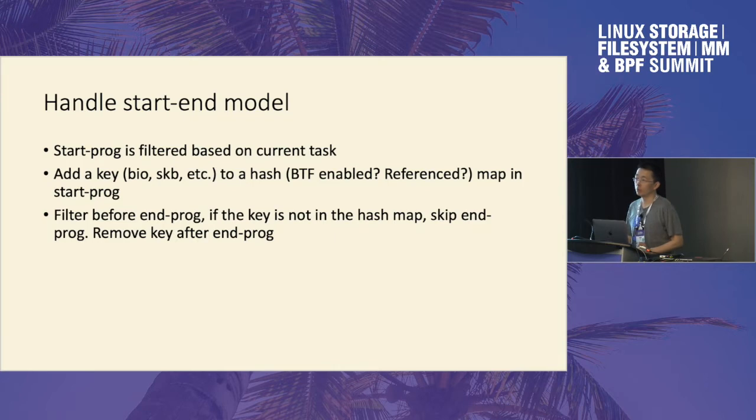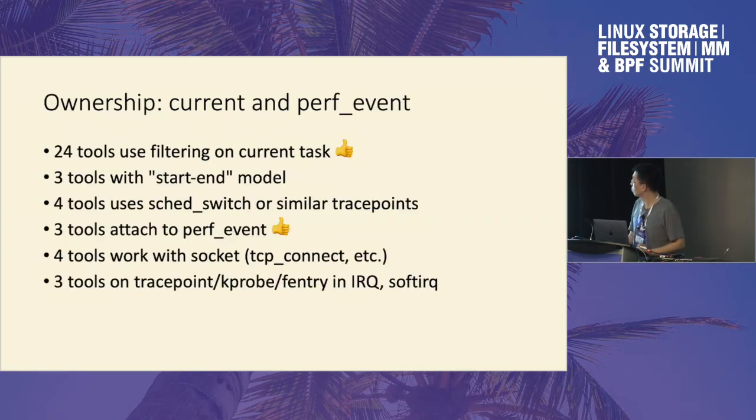I think probe read is probably one thing we want to disable for many use cases. Or one thing I was thinking: for example, we have a task pointer. If we use CO-RE to do the read, that's allowed, or maybe we limit how deep we go with CO-RE. Out of those 24 tools that use filtering on current tasks, how many use BPF CO-RE read, or some variant of that? I didn't track it, but probably not every single one.